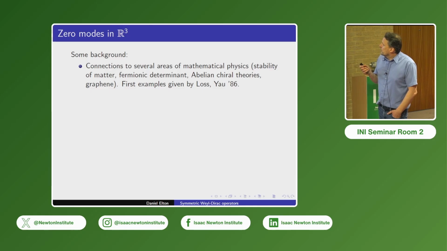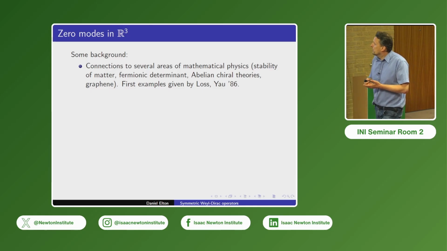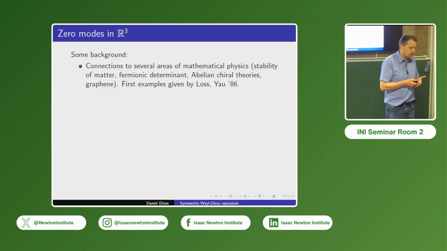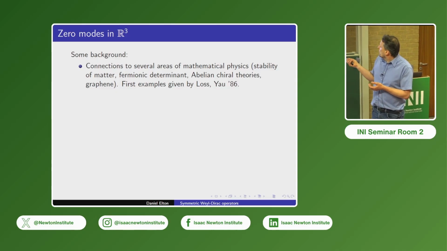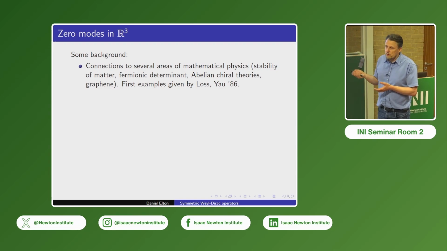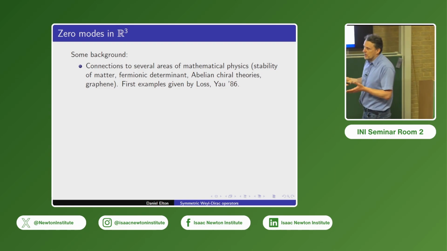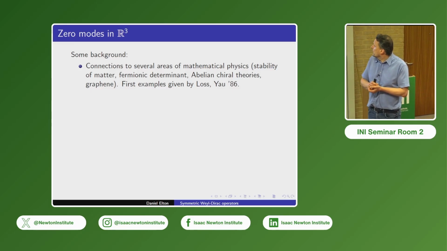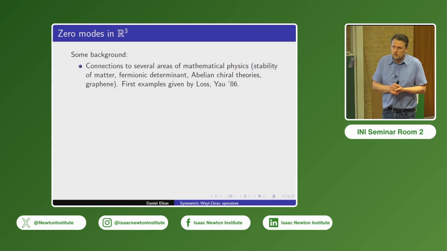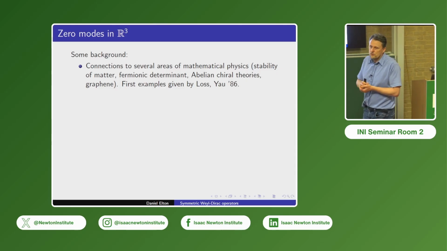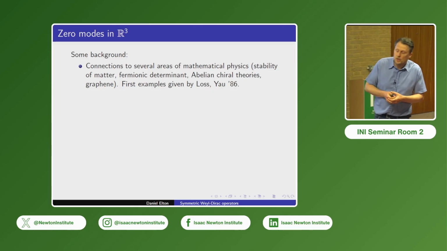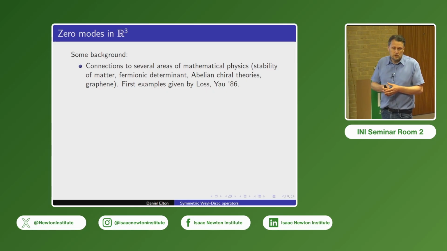Okay, well, just a bit of context. These problems arose in several areas of mathematical physics. I'm not going to go into the applications in any detail. Just to mention that the first construction of magnetic potentials that actually had zero modes arose in connection to mathematical physics. It was a Loss and Yau example from 1986, and this was connected to work on stability of matter. The existence of these things implied there was an upper bound on the coupling constant that you could use in their stability of matter results. So there was relevance there.